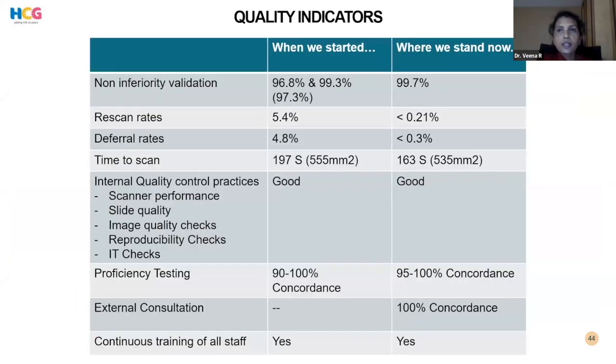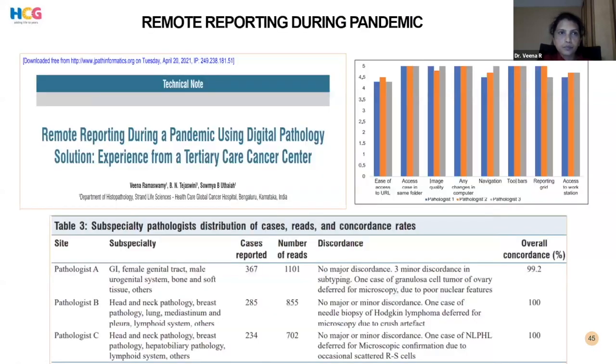We also monitor the digital pathology services. We have certain quality indicators which we monitor day-to-day when we report, and also month-on-month. During the COVID time, we pathologists reported from our homes, and we published our experience of remote reporting in the Journal of Pathology Informatics.